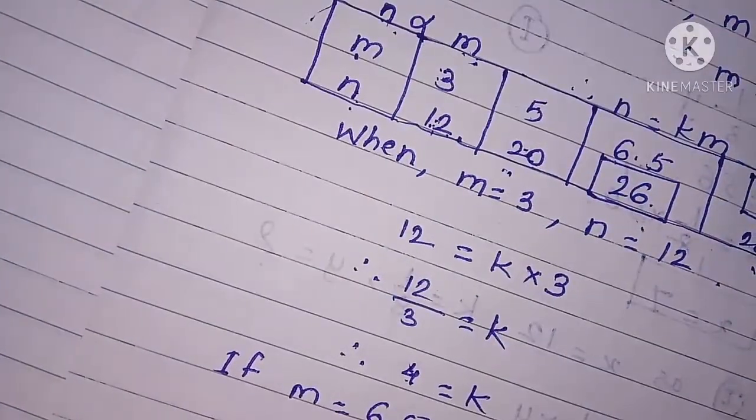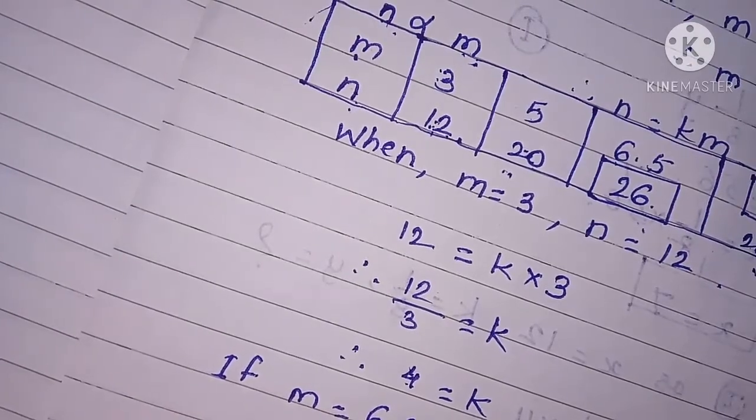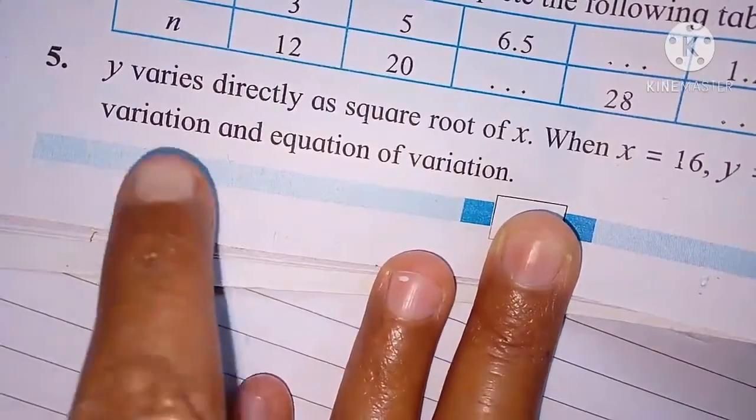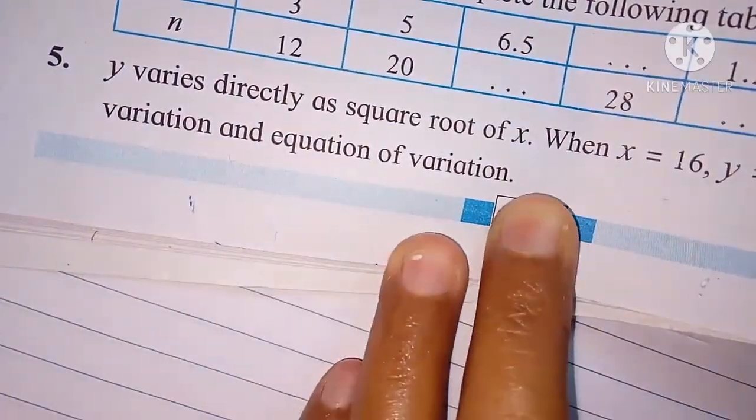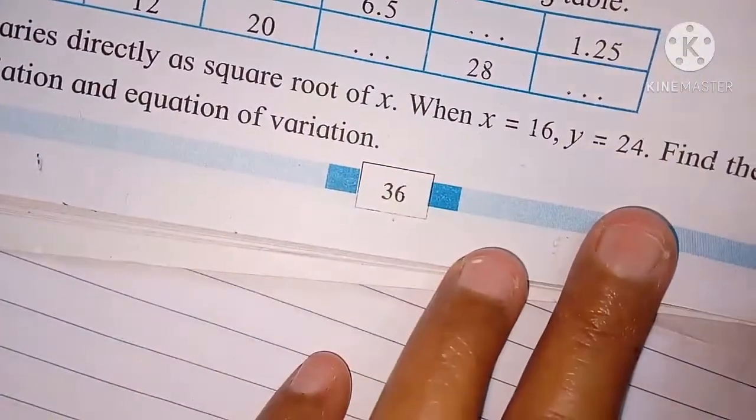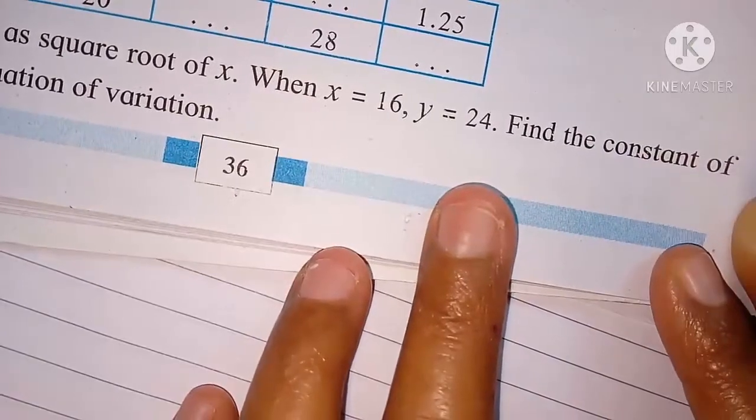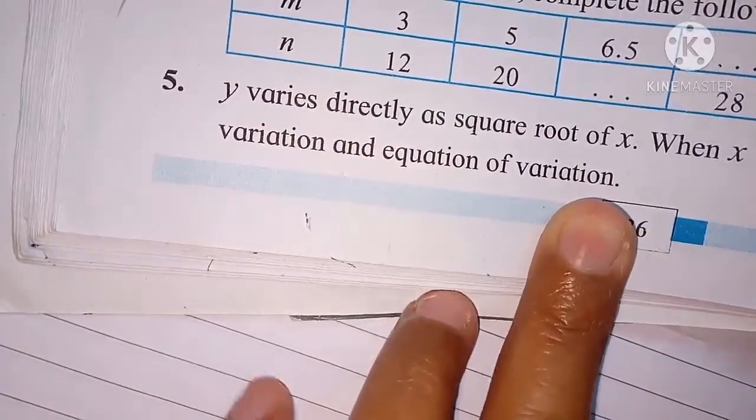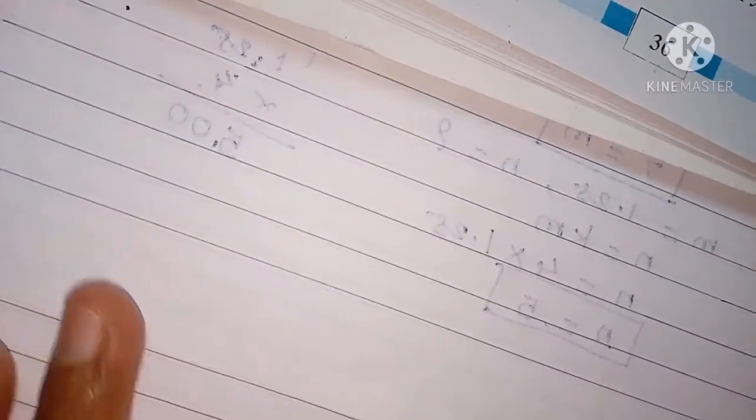Now let's see question number 5 and 6. See question number 5. y varies directly as the square root of x. When x is equal to 16 and y is equal to 24, find the constant of variation and the equation of variation. Now, as per the given situation, write the situation there. That is, what is given?